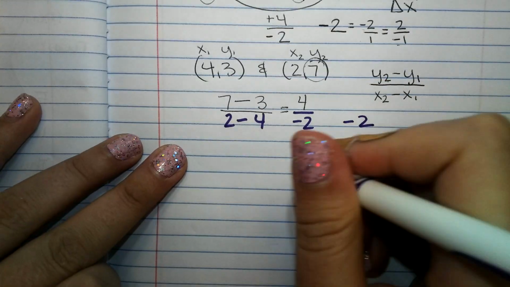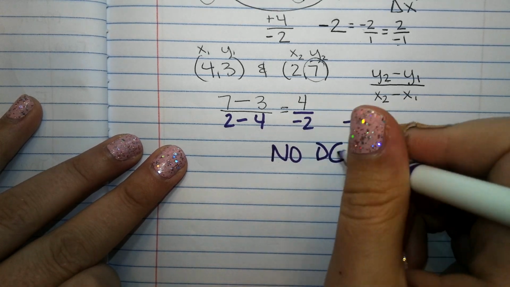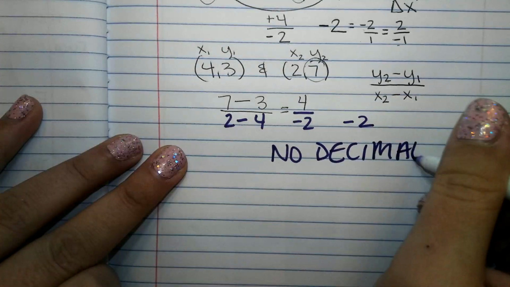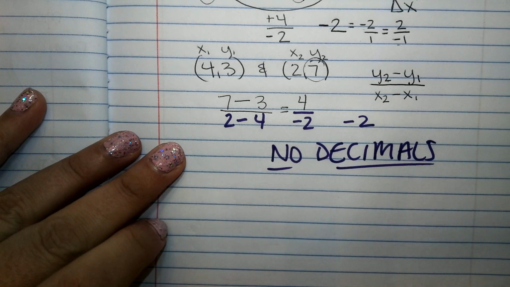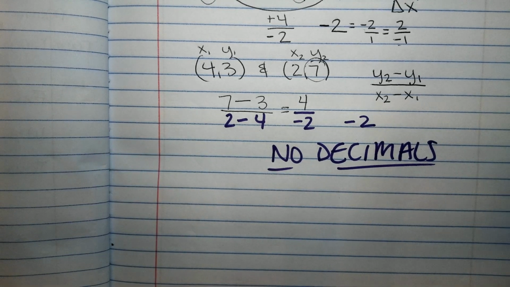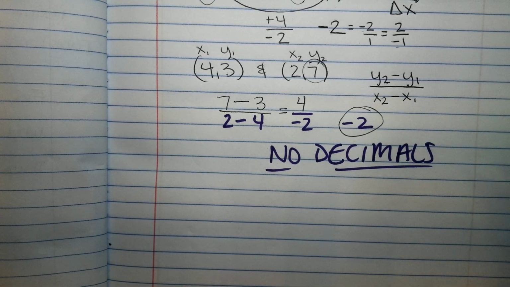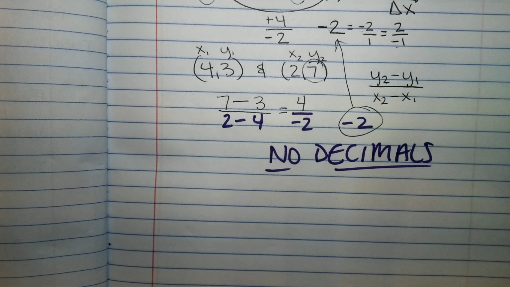You will not have any decimals for your slope. No decimals. Okay, they need to be fractions, or they need to be whole numbers. A whole number would be like -2. And it got us to the same answer. Okay, let's try another one.